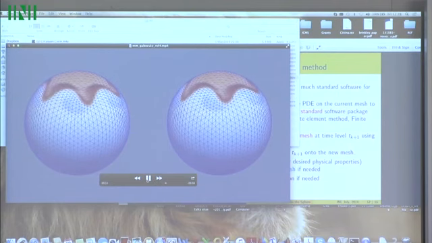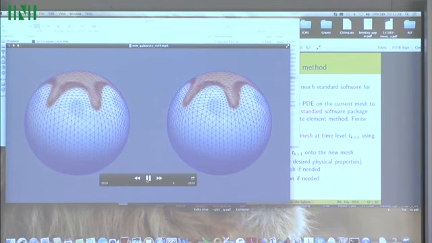Again, we've got the front and the back of the sphere. And you can see the mesh points nicely moving in as the solution evolves.